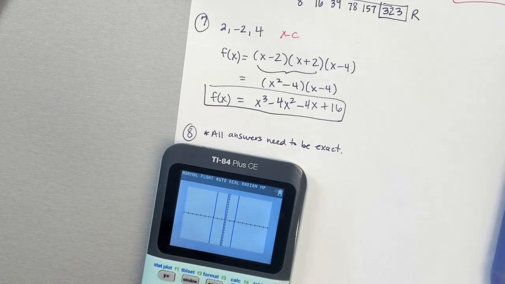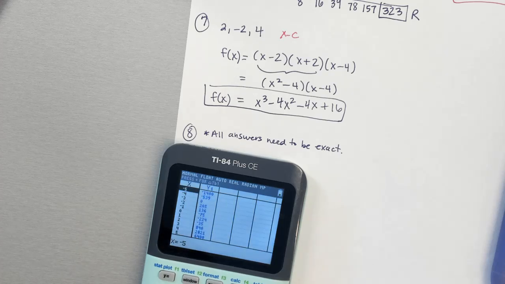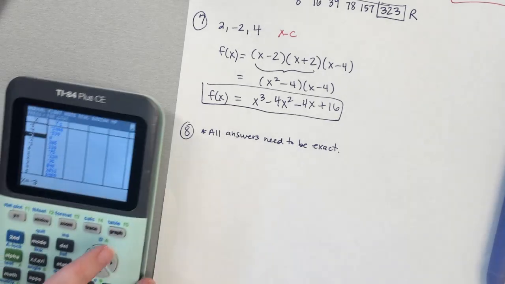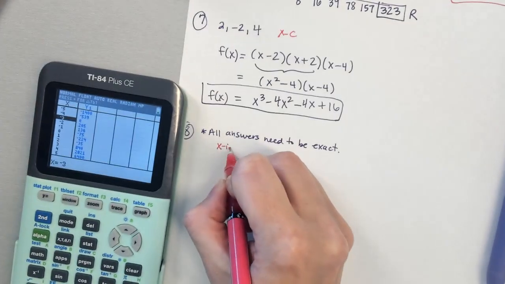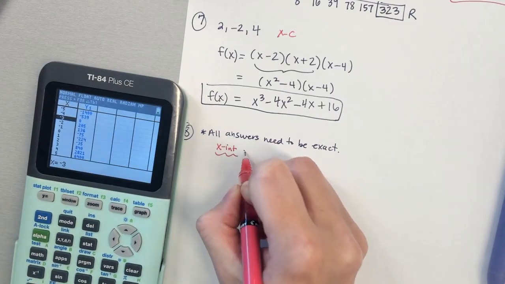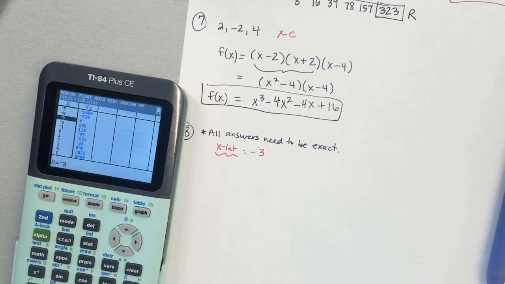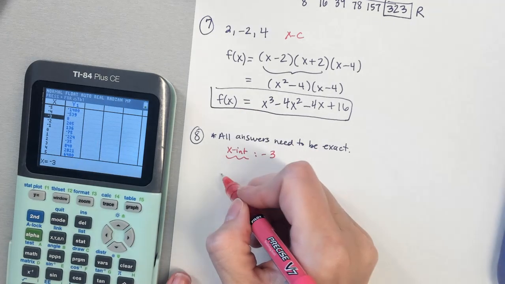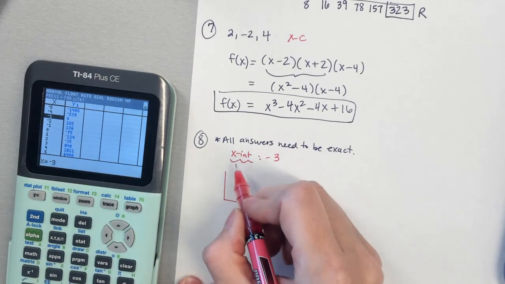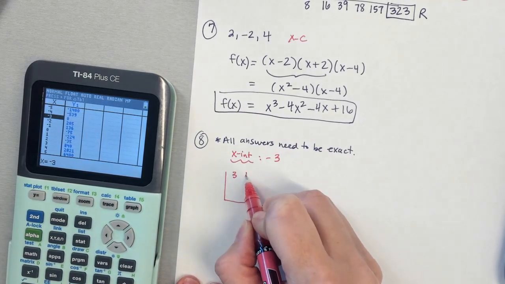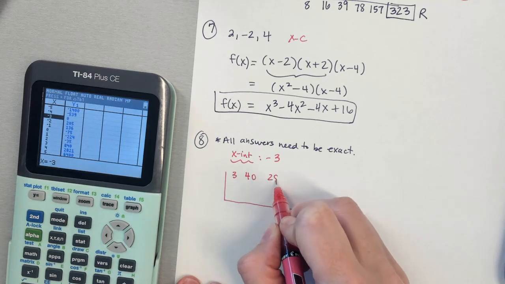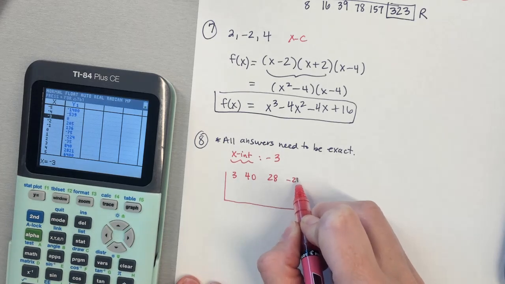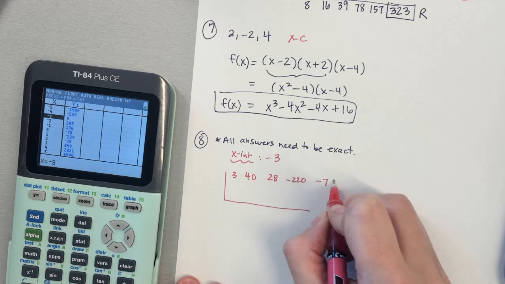All right, now when you graph it and use your table to see what your zeros are, this is only going to give you your whole number zero. So you see the x-intercept is -3. Now this is x to the 4th, so we're going to have to do this a few different times. So we're going to write the coefficients: 3, 40, 28, -220, -75.